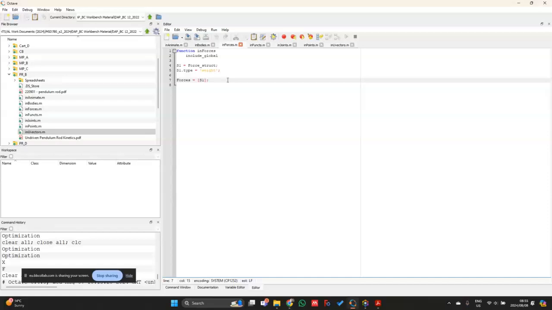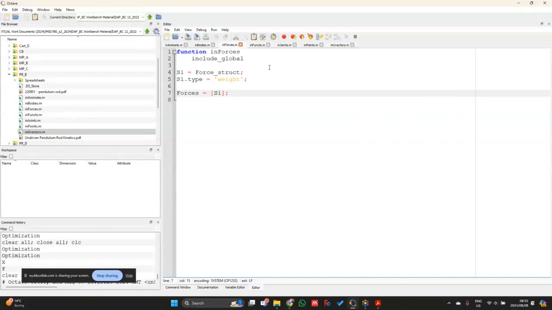Once that is done, we can head over to our third input file, and this is the inforces.m file. In our case, we know that there's just a single force that we can consider. So we're first just going to initialize it as a force structure. We just say S1 is equal to force underscore struct. It doesn't really matter what you use for this S1 over here. If you want to call it, let's say, F1 or D1 or something like that, it's also fine, as long as you just initialize it as a force structure.